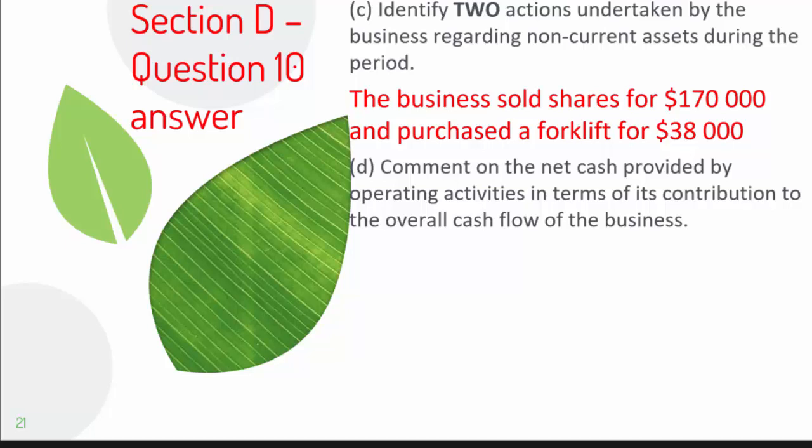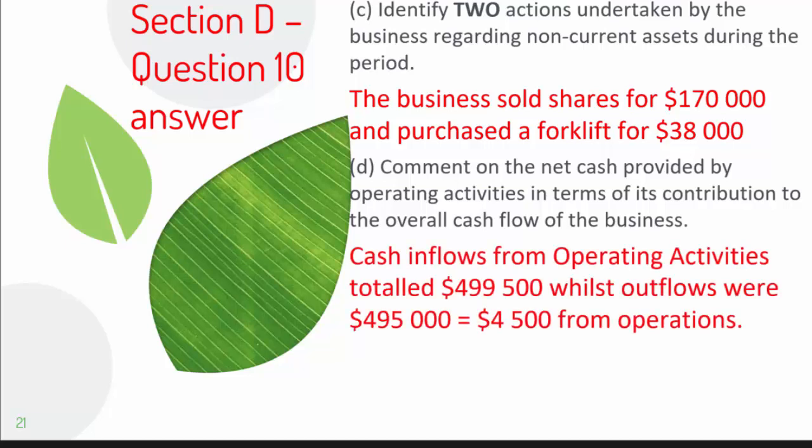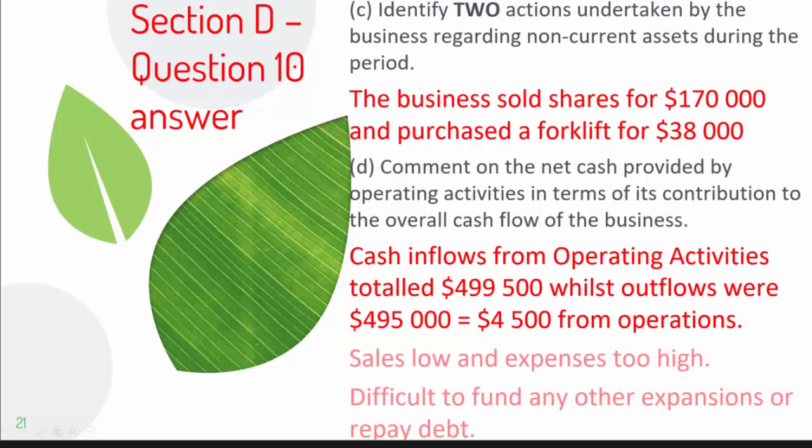You had to comment on the net cash position from operating activities in terms of contribution to overall cash. So when we look at that, we had 499 coming in, and the outflows were 495,000, which only gives us a 4,500 profit or surplus from operations. If you think about that in terms of ratios, that's about 1% return on our total income as sales of 499,000. So that's really, really low.